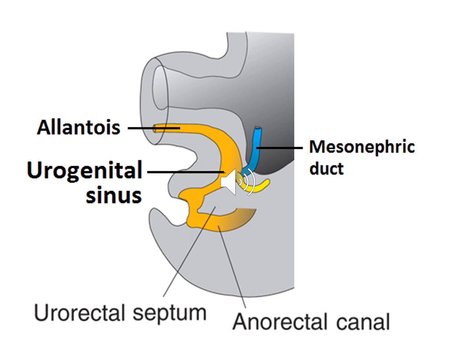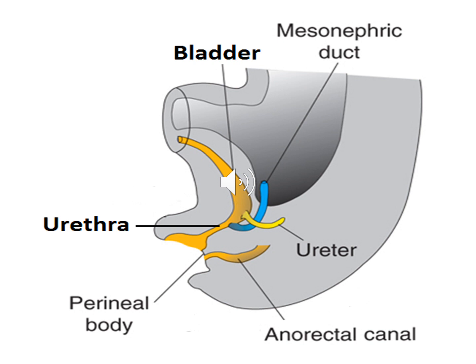Here you can see the cloaca divides into two canals, the anterior part called the urogenital sinus, and posteriorly the anal canal. The urogenital sinus at the upper part communicates with the allantois. The cloaca divides into urogenital sinus anteriorly and the anorectal canal posteriorly. In between these two ducts there is a cell cluster which is called the perineal body.